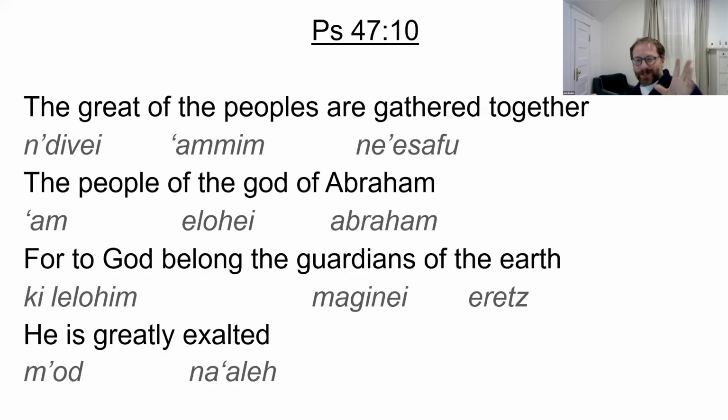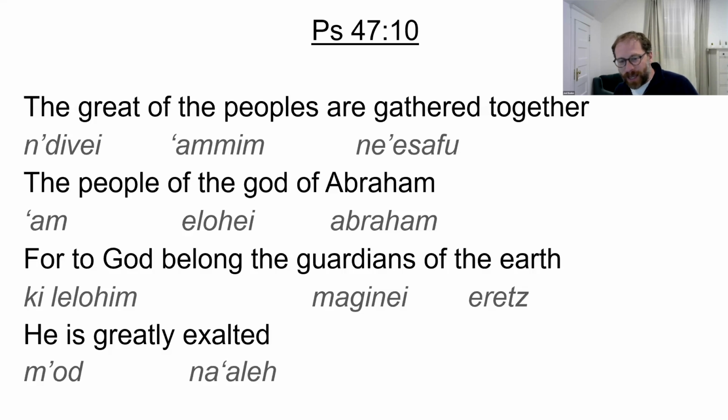One is, this is a little bit off kilter, that the word for people of the God of Abraham should actually be the word im, which means with. The great of the peoples are gathered together with the God of Abraham, right? In other words, they've kind of converted. It's possible that what's being imagined here is like heavenly beings, maybe, right? Like that's what the great ones, or the leaders of the people, are being imagined as.